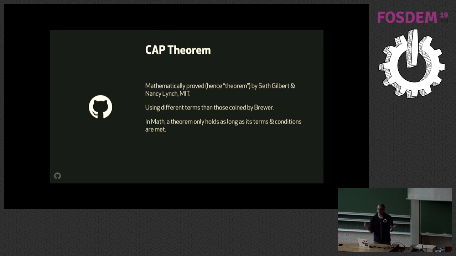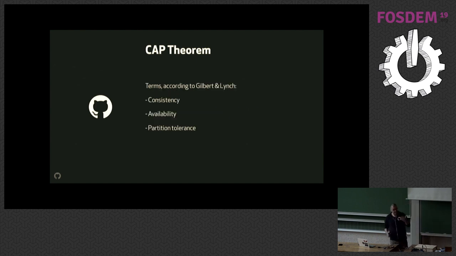Now, I've studied mathematics. I'm a great fan of math. And in math, a theorem only holds true as long as its terms and conditions are met. You cannot just change conditions and say, yeah, the theorem still holds. It doesn't work like that. So they use different terms. And because everybody today quotes the CAP theorem, we'll go by their terms and explain what their terms mean and how they apply to our systems. So the terms are still consistency, availability, and partition tolerance, though the word availability lost the "high" part. And it goes like this.